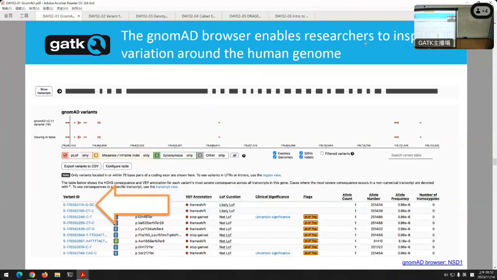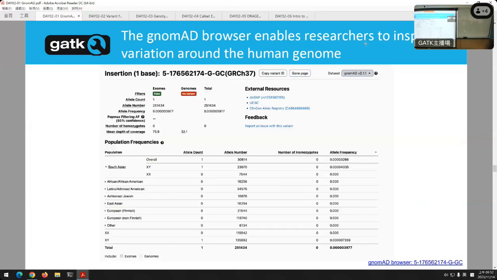And now let's take a closer look at one variant and see what we can learn about that one variant in gnomAD. So if we click on the first variant in the table, then we go to a whole page that's just dedicated to that variant. And we can see that it is an insertion of a single base, a C, at this position on chromosome 5.